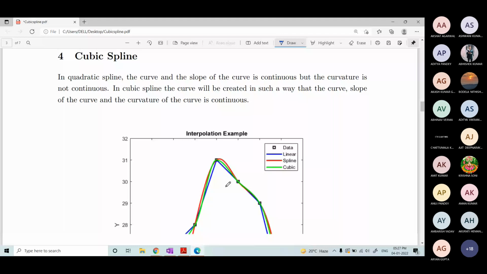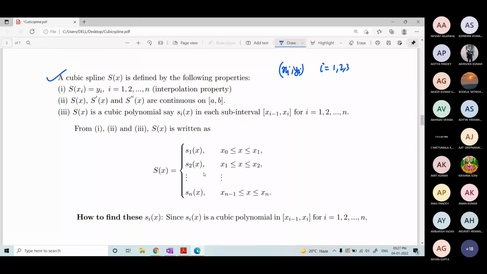First, the polynomial should be passing through the data points. Suppose there are n data points, xi, yi, where i runs from 1, 2, 3, 4 up to n. If you use traditional interpolation techniques like the forward difference formula, backward difference formula, or Lagrange interpolation formula, you end up with a polynomial of degree n. But you do not want that, because if n is large, the obtained polynomial will be of large degree, and there may be inaccurate results at the beginning or at the end. That is why we are obtaining cubic spline.